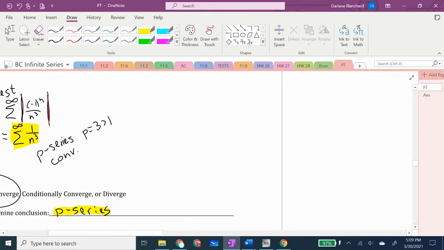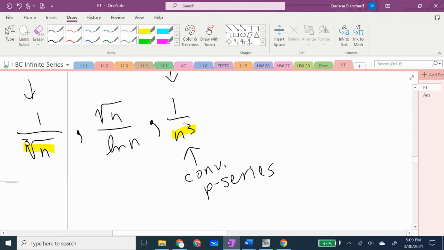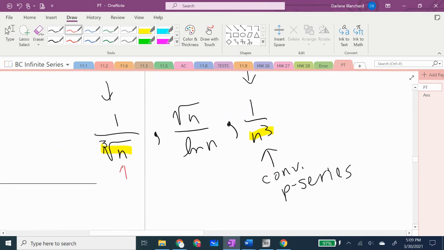Now, back over to look at the 3. This one is a P series with a P that is 1/3. That's a diverging P series. So if I can see that if that's an alternating series, then the absolute value, which is this, will decrease to 0. As an alternating series, it converges, but without it, it is a diverging P series.